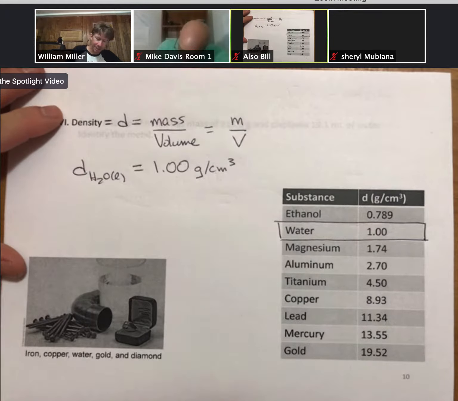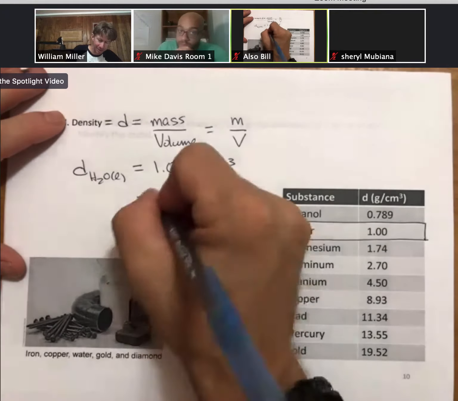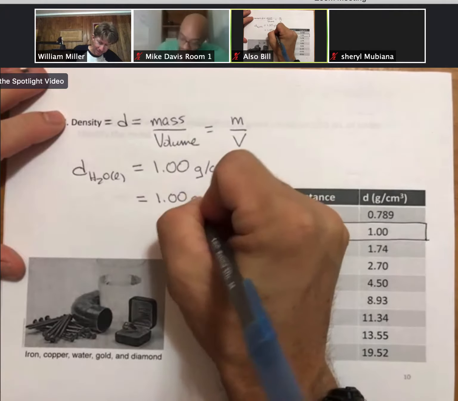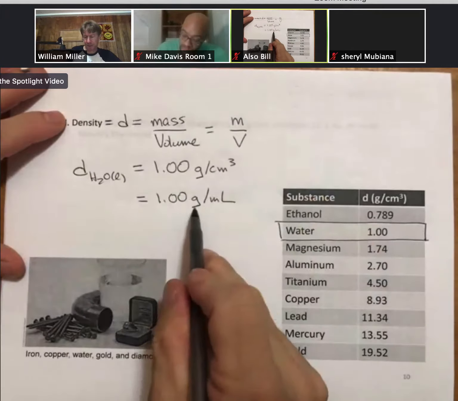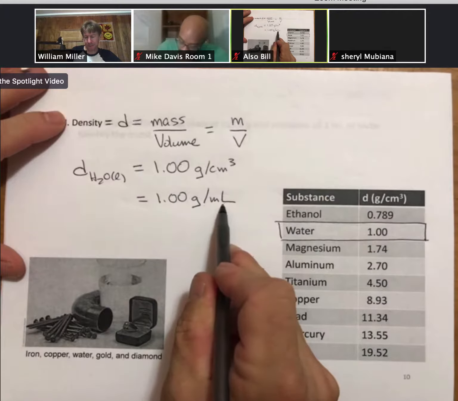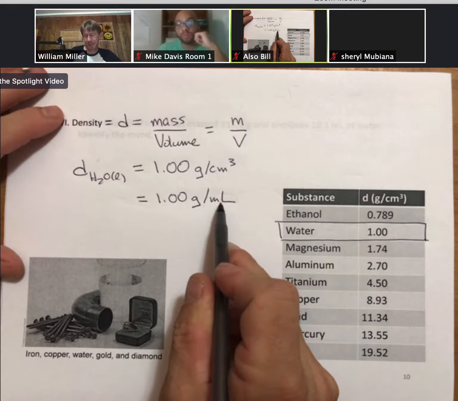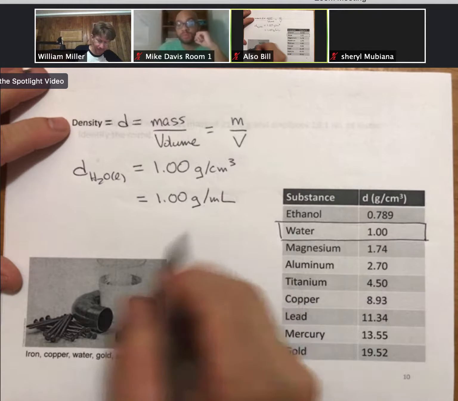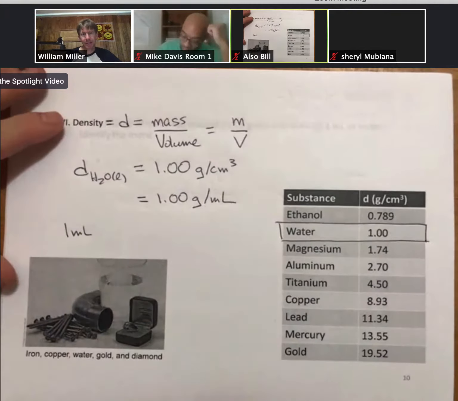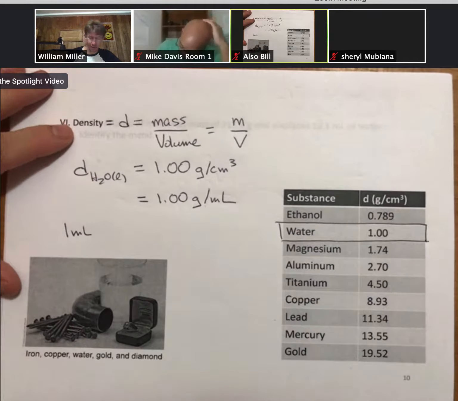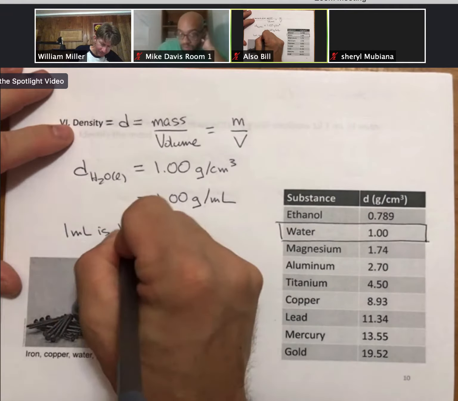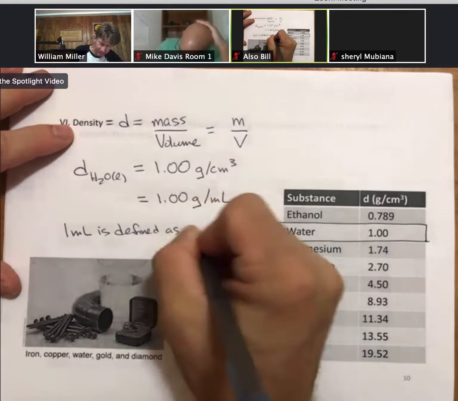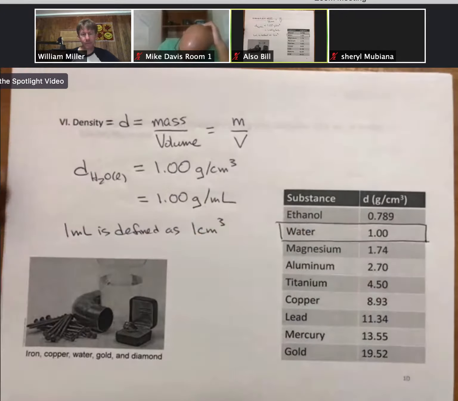And then I'm also going to write it with a different set of units. I'm going to write it as 1.00, same number, grams per milliliter. And these numbers are the same because 1 milliliter is defined as 1 centimeter cubed. So another way of saying that is 1 milliliter equals 1 centimeter cubed.